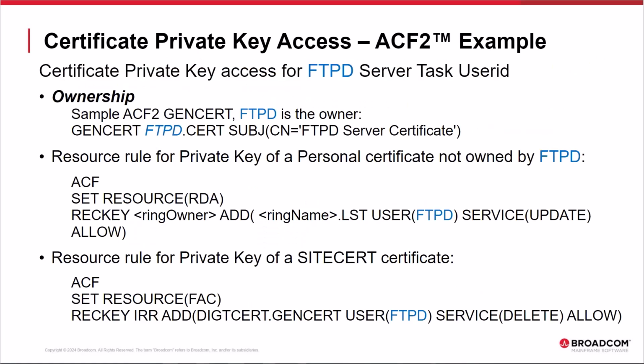Here is an ACF2 example of how certificate ownership is determined, as well as sample resource rules that allow access to the private key of a certificate not owned by the user ID FTPD and a sample rule for access to the private key of a SITE certificate. Note the type RDA rule for the RDATALIB resource check for access to the private key of a certificate not owned by user ID FTPD, and the type FAC rule for the FACILITY resource check for access to the private key of a SITE certificate.